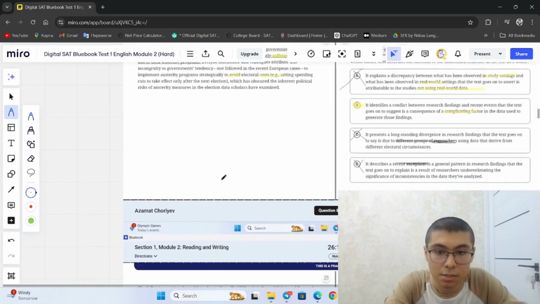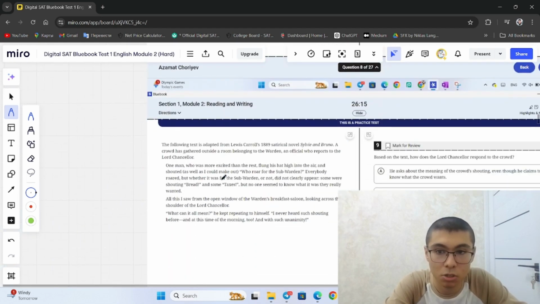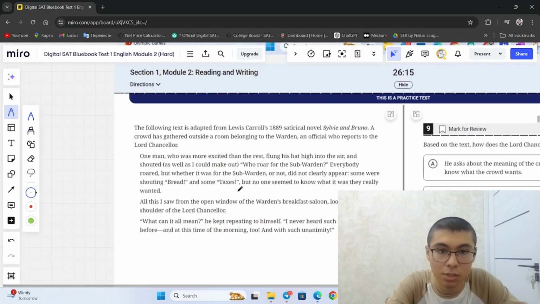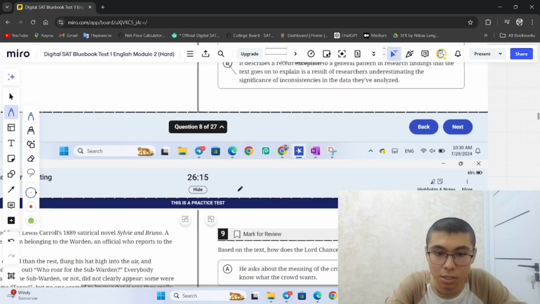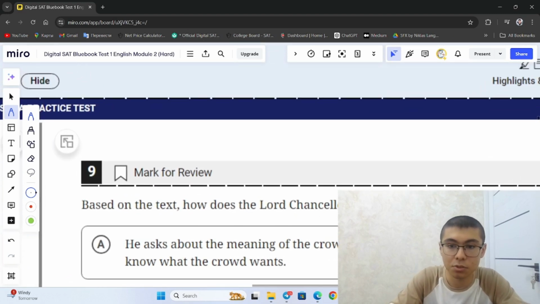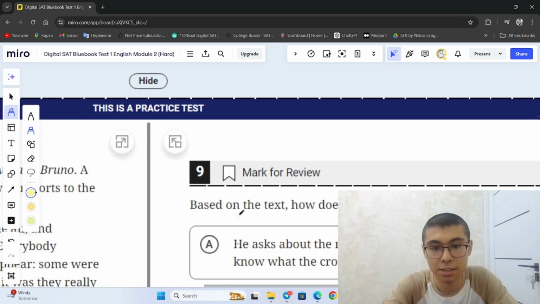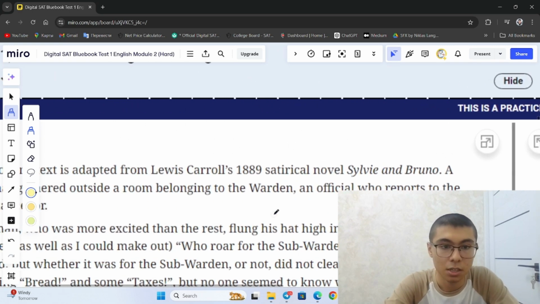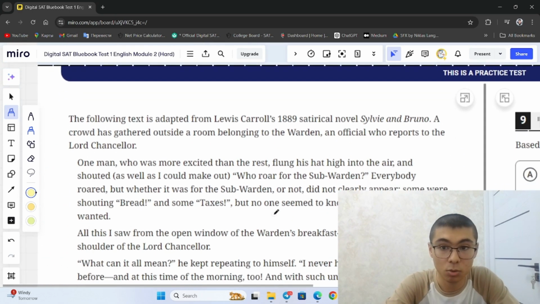So let's move on. Question number 9. So let's look at the question first. Based on the text, how does the Lord Chancellor respond to the crowd? Okay, we need his response to the crowd. Anything else, we don't need. So it's from a novel.